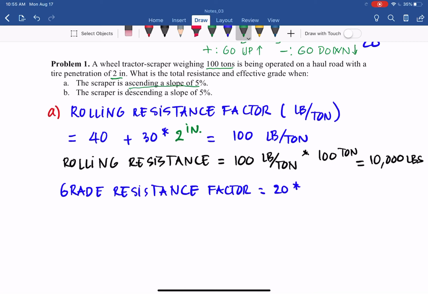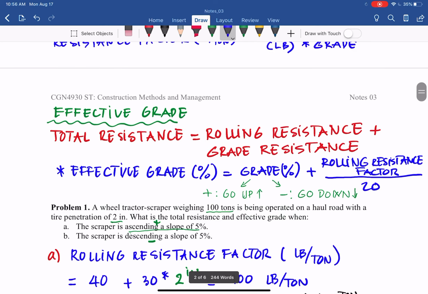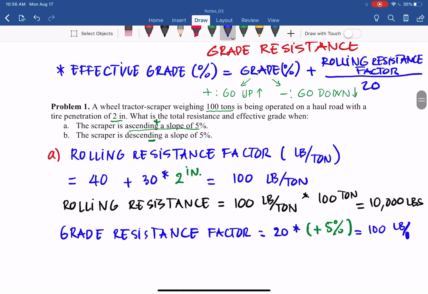As you can see, it goes up, so it will be positive in that case. That one is positive 5% for the first scenario, so it will be ascending, positive. And of course the next one will be negative. From that we have the grade resistance factor equal to 100, and its unit will be pounds per ton of equipment.